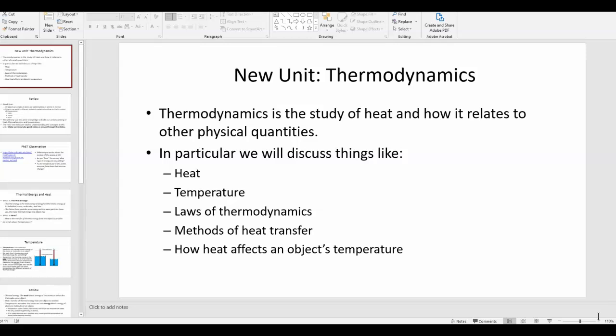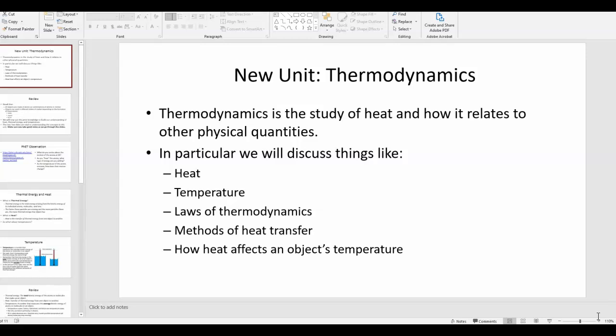In this unit, we're going to be talking about things like heat and temperature and the laws of thermodynamics and different forms of heat transfer and how heat affects the temperature of an object. Those are all things that we'll be talking about in this unit.